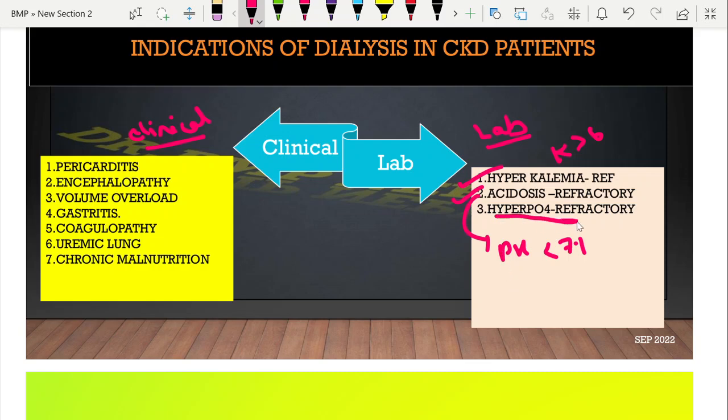Refractory hyperphosphatemia also: if it is not getting controlled with phosphate binders in a CKD patient, hyperphosphatemia forms one of the indications. And what is the urea creatinine cutoff? There is no specific urea creatinine cutoff. If we take eGFR less than 15, is it an absolute indication? No, you have to consider renal replacement therapy. So you have to prepare for a fistula, and you have to advise the patient regarding transplant.